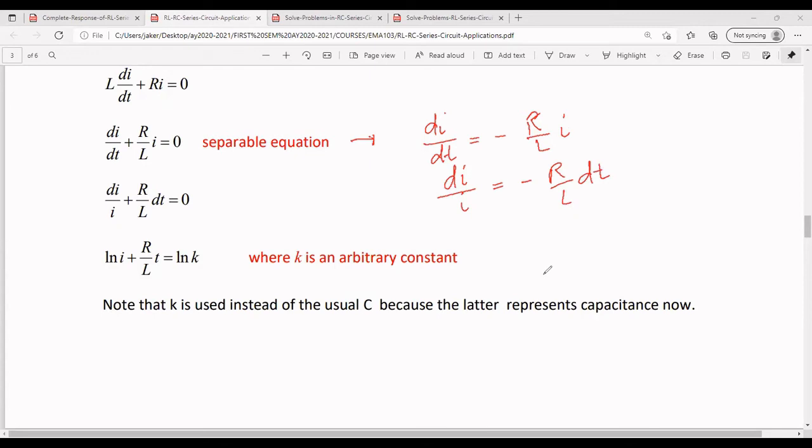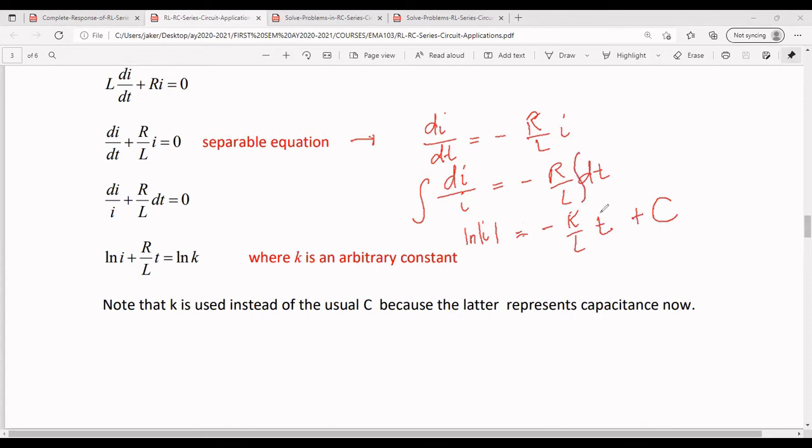So see, it's separable. Why is it separable? This is because this is integrable. This will yield an ln of I. And this one, you have here constants, the resistance and the inductance. So these are constants. So this will just be negative R over L t. If you're going to integrate dt, that would be t plus the arbitrary constant of integration C.